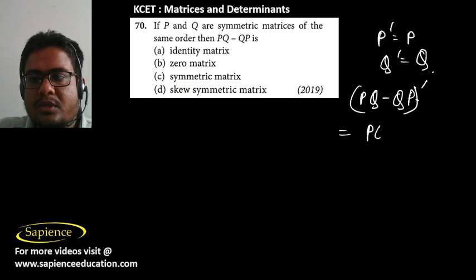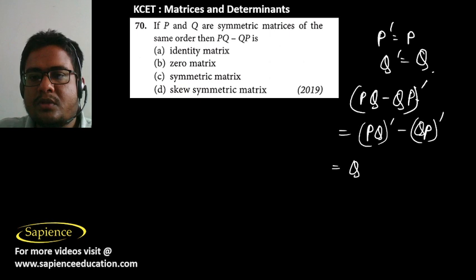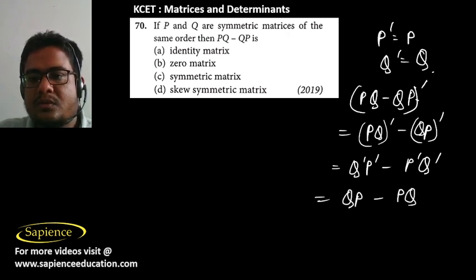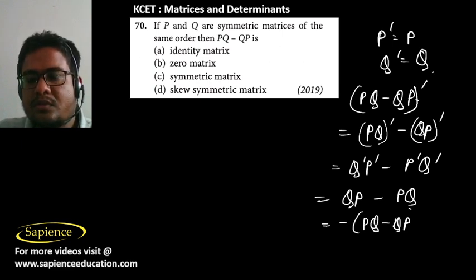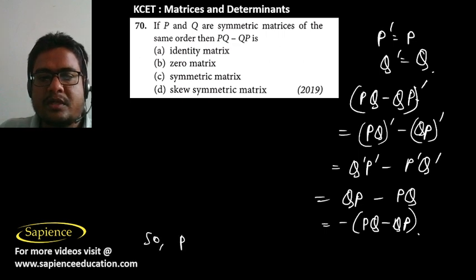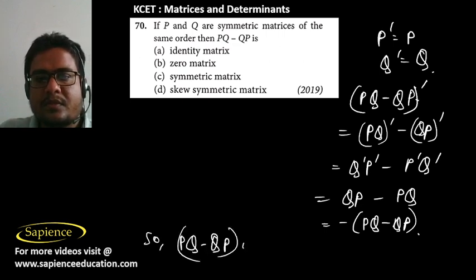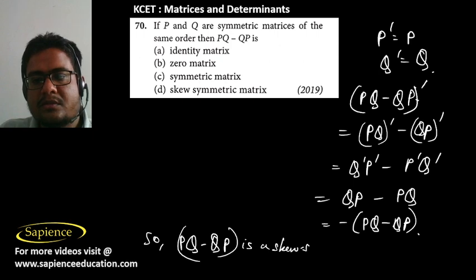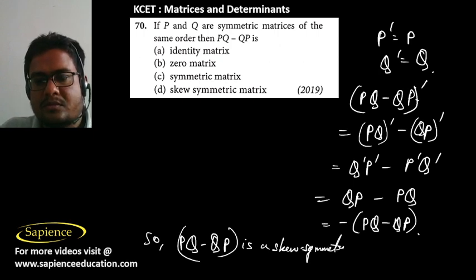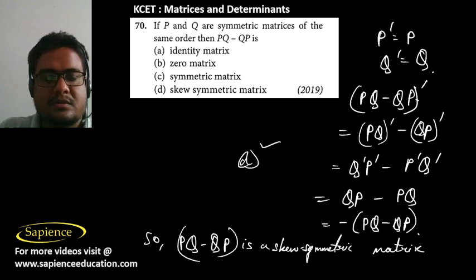That will be equal to (PQ) whole transpose minus (QP) whole transpose, which is Q transpose into P transpose minus P transpose into Q transpose. Q transpose is Q, P transpose is P, so it's QP minus PQ, which is minus of (PQ minus QP). It means that matrix PQ minus QP is the skew symmetric matrix. So option D is the correct answer.